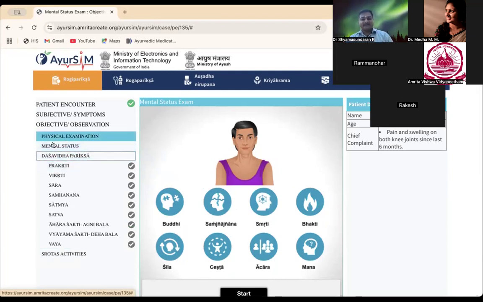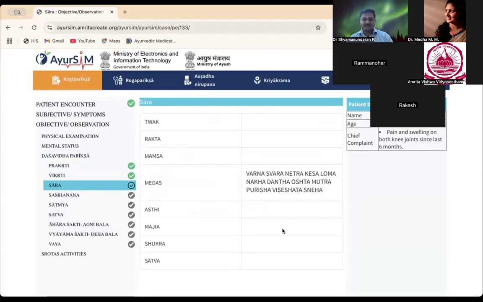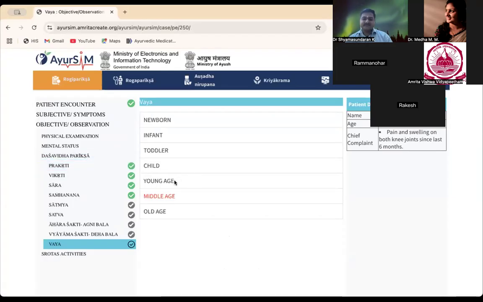Again, after doing the mental examination, the Prakriti, Vikriti, Sara, Samhanana, they are all just texture, and you will get the answers of each of them right there. So the student is able to learn all of this in such detail, which is not possible in a real patient. How much can you ask a patient? And how many people can ask a patient? There is a limitation for it. But here you can play with this portal as and when you want and learn, which makes the learning fun.